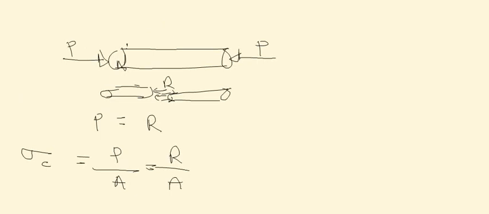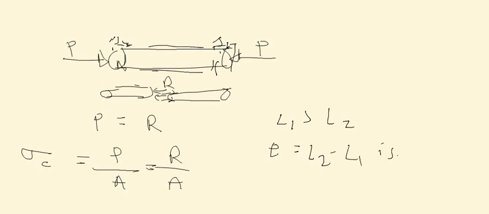For instance, this might be the new one, because we have the original length L1 and here is the new length L2. So in this case we have seen that L1 must be greater than L2, that's the new length, because of the shortening. Therefore, the strain here is equal to L2 minus L1, which is negative.